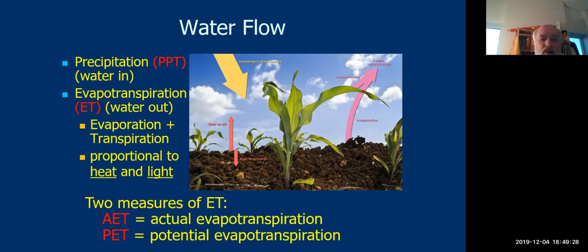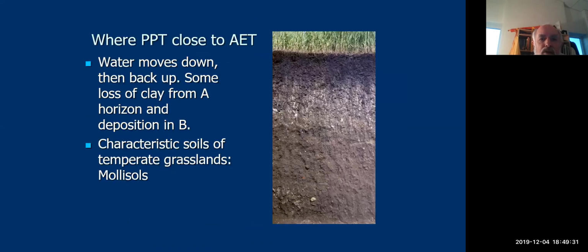So this becomes important because if the potential evapotranspiration is very high, greater than the amount of rainfall, then you have a dry environment, a dry climate. And this affects how soils develop. So I've deleted from this anything where we have a lot more rainfall than actual evapotranspiration, or a lot more rainfall than potential evapotranspiration, because that's not what you're living in. You're living where it's close to the actual evapotranspiration.